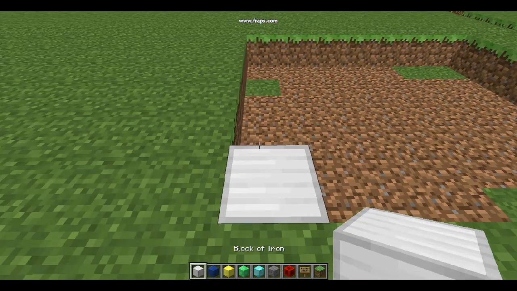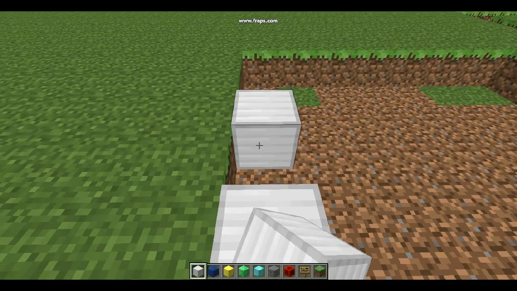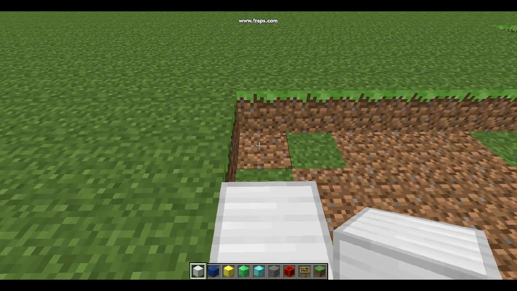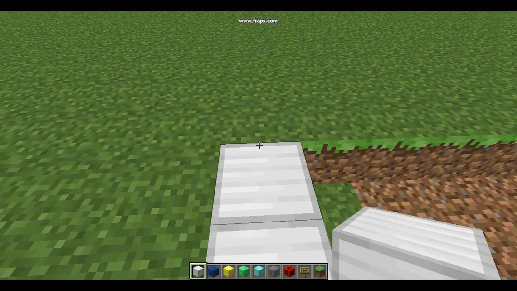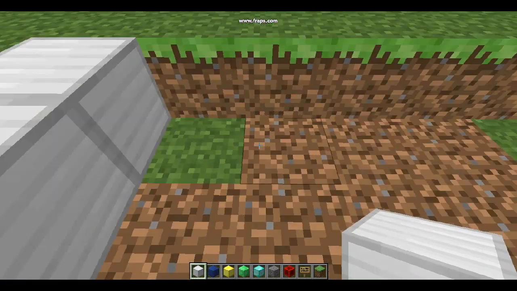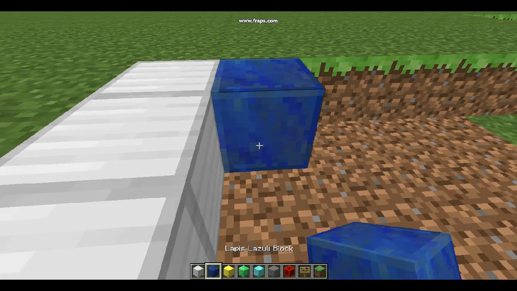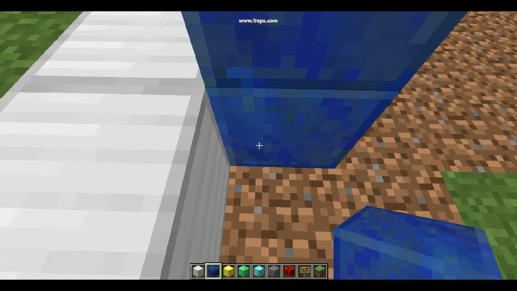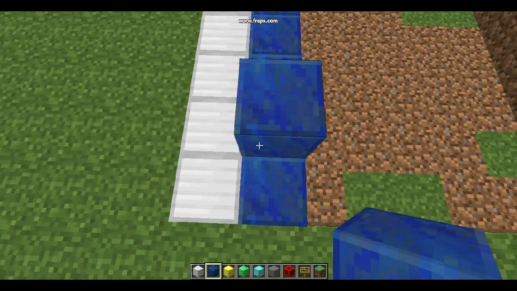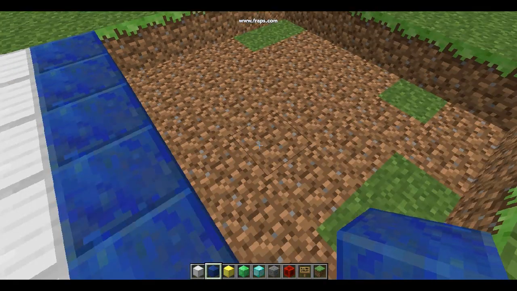fill the area. And as I start to fill the area, I like to use iron, gold, lapis lazuli blocks, diamond blocks, redstone blocks, because they're really easy to see. They all don't blend together. I think that's kind of important. They make it easy to count.